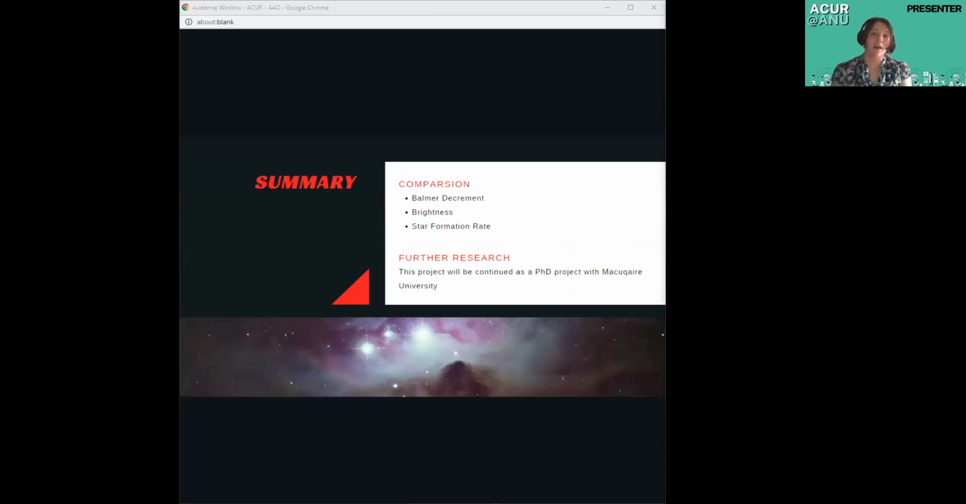So to summarize, from the Balmer decrement graphs, we know that the radio data has higher levels of obscuration, particularly at high redshifts. The brightness graph shows that radio data tends to detect bright galaxies easily, especially at high redshifts. And the star formation rate plots help us gain confidence that we know our work and that our results are correct. Also, as a fun fact, this particular topic has been turned into a PhD thesis, so we should see some exciting insight into this topic in the coming few years.